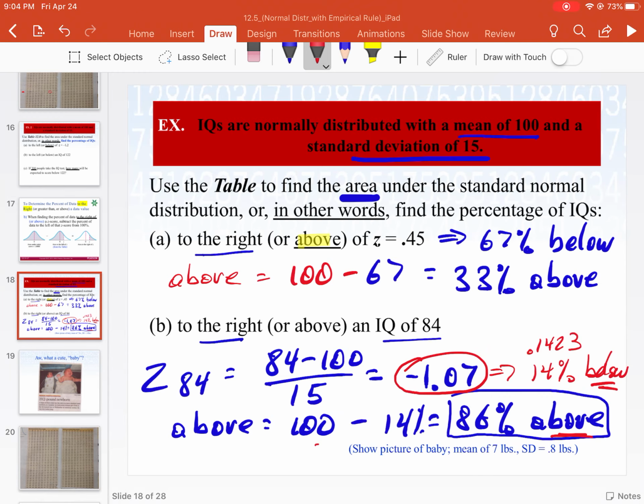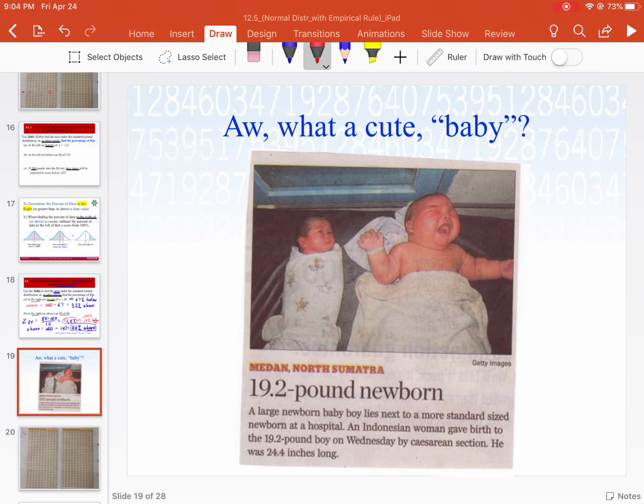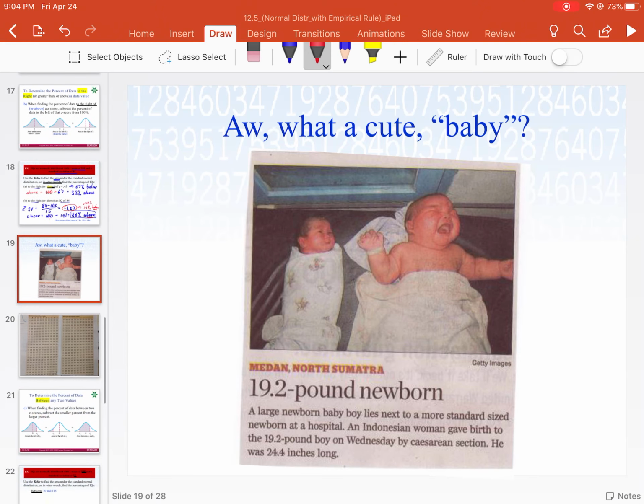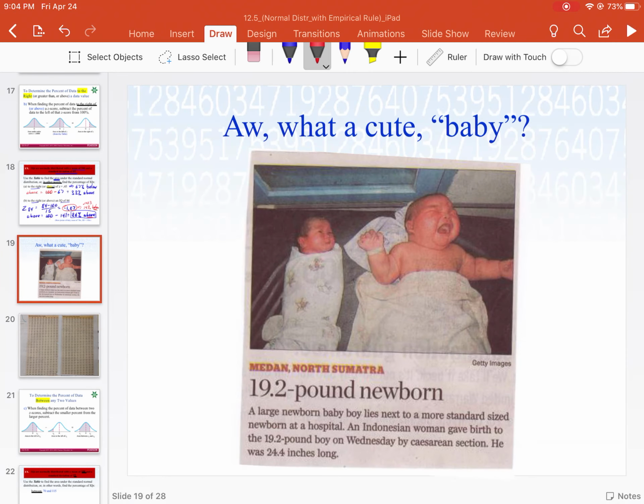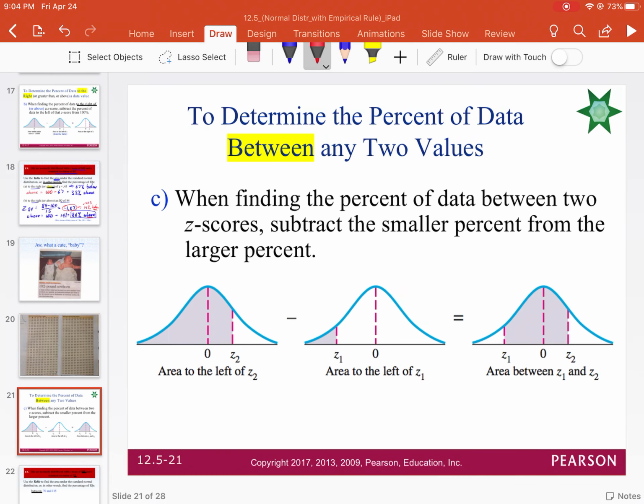Okay. Now, check this out. You talk about standardized. Baby weights are standardized. And at some point I had this information, but I can't find it now. But yeah, 19.2 pounds. How about that, huh? I think the average baby weight is like 7.8, and the standard deviation is like 0.8 pounds, I'm pretty sure. Yeah, this baby is off the charts. Humongous, huh?